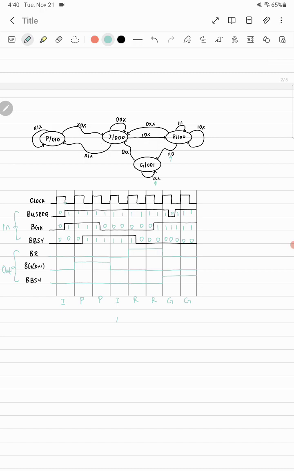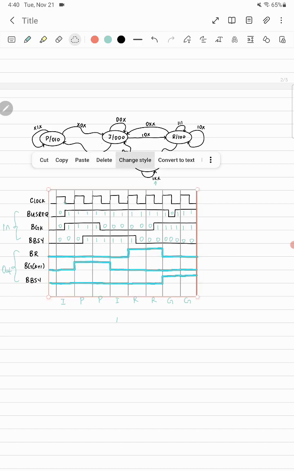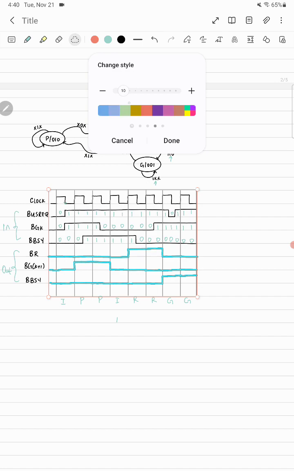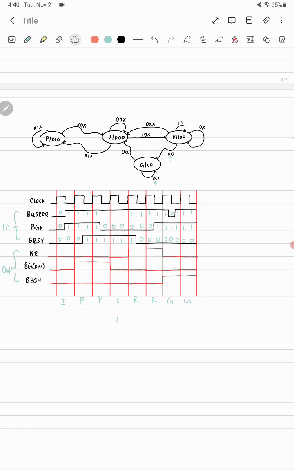So this is what our finite state machine diagram looks like. Let me change the font just so it's a little bit more legible. Okay, so that is what our finite state machine diagram looks like.